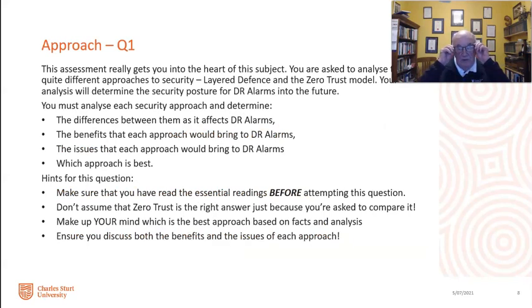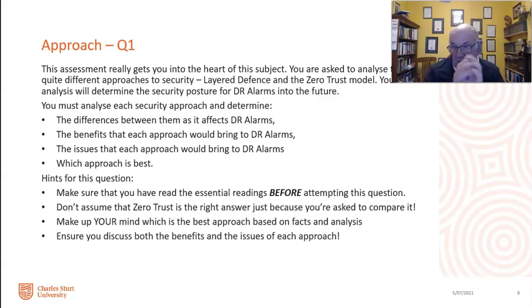Okay, so the approaches I would recommend. Now in question 1, at this stage, this assignment starts to really get you into the heart of the subject. You've got to analyse 2 quite different approaches to security: layered defence and zero trust. And your analysis will then determine the security posture for DR Alarms into the future. So you need to analyse each different approach and determine what are the differences between them as it affects DR Alarms, the benefits that each approach would bring to DR Alarms, the issues that each approach would bring to DR Alarms, and then finally which approach is the best one.